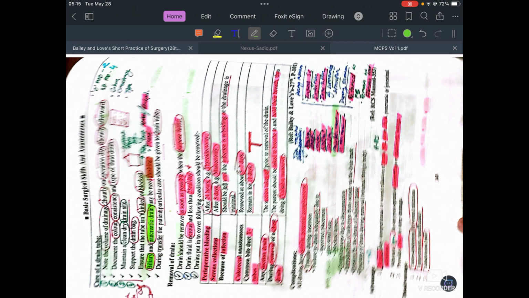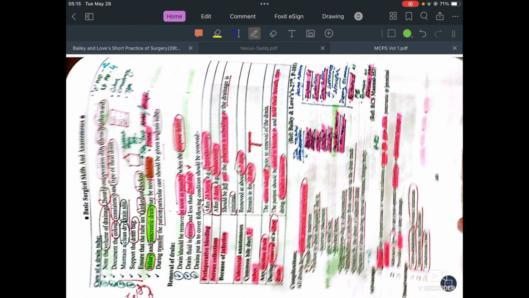Note the volume of drainage two-hourly after operation. Document color, consistency, and type of drain. Maintain a clean, dry drain site. Support the drain bag. Ensure the tube isn't kinked or blocked. A biliary drain may require daily flush. Care should be given.